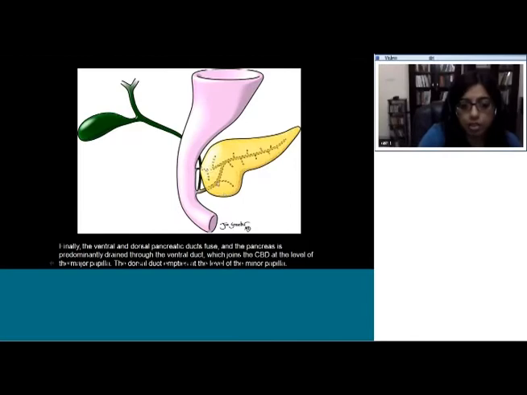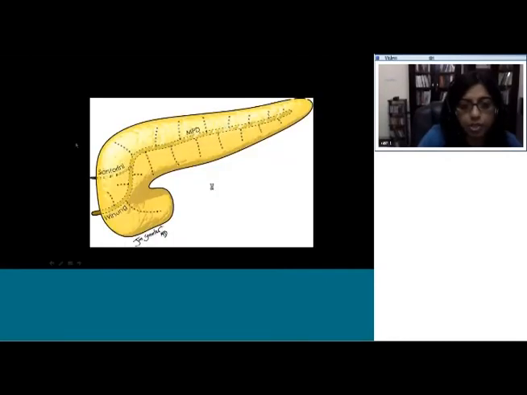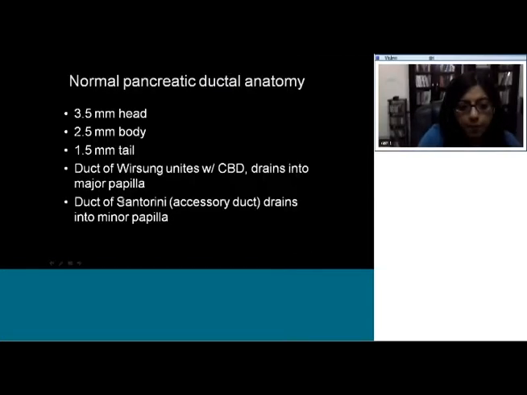So just to show you what the final picture looks like is this, where we have the entire pancreas. This is the body of the pancreas, which has the main pancreatic duct. The duct which continues in the more anterior portion of the pancreas, or the dorsal portion of the pancreas, is the duct of Santorini, and this is the duct of Wirsung, which goes through what we call the uncinate process. So the normal pancreatic ductal anatomy, the duct itself measures a maximum of 3.5 millimeters in the head, 2.5 in the body, and 1.5 in the tail.